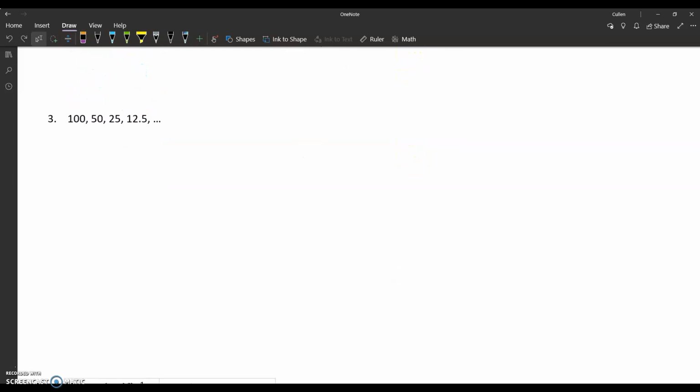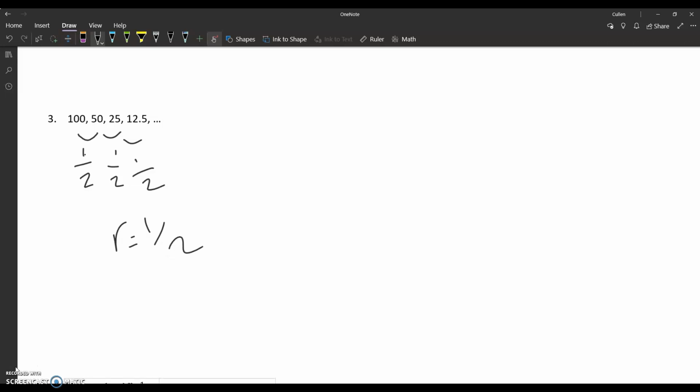So we've seen a positive number, we've seen a negative number, and now we're going to see a fraction as our common ratio. So to get from 100 to 50, how did you do that? Well, I divided by 2, and in this case, we're going to write our common ratio as a fraction. And then to get from 50 to 25, I divided by 2 again, which is the same as multiplying by 1/2. And to get from 25 to 12.5, I also multiplied by 1/2. So our R here is going to be 1/2.